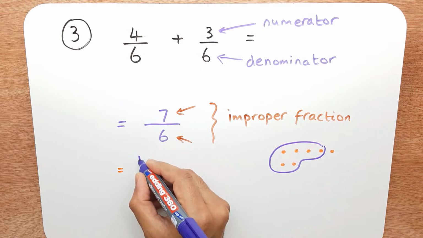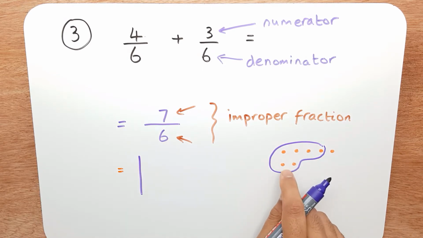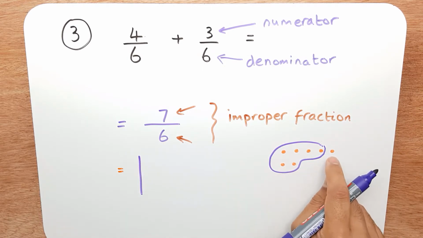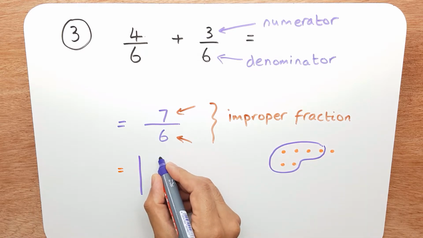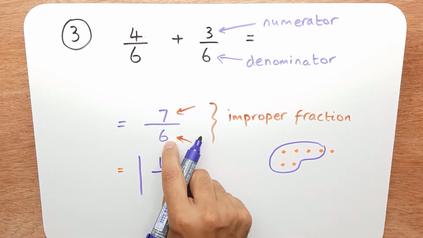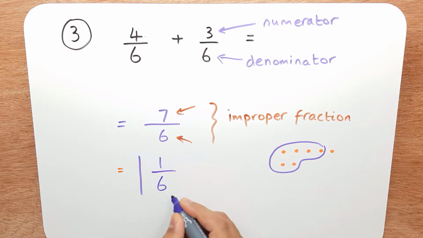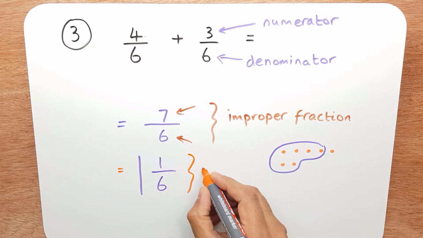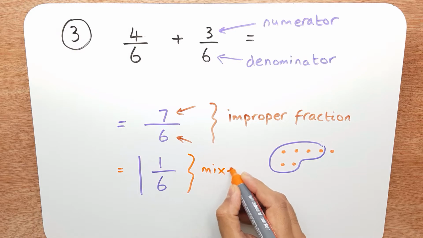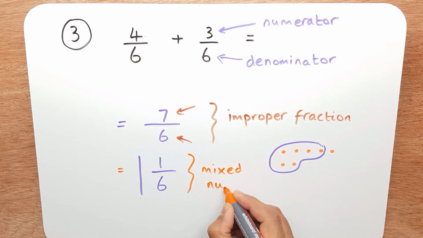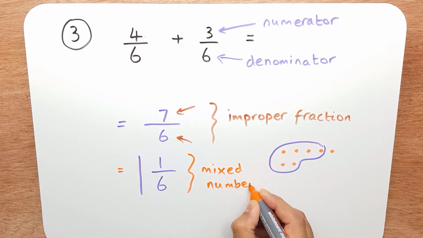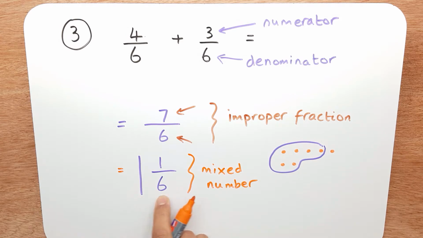So I can say there's 1 group of 6, remainder 1. And the remainder goes at the top and the 6 goes at the bottom. So now I have 1 and 1/6. And this here is called a mixed number, because you have the whole part and the fraction part.